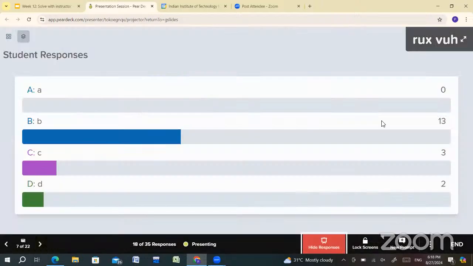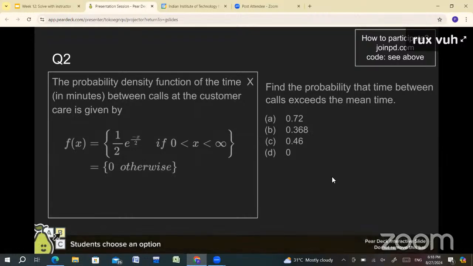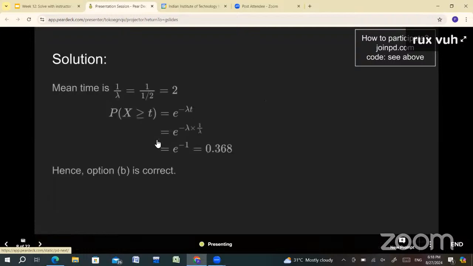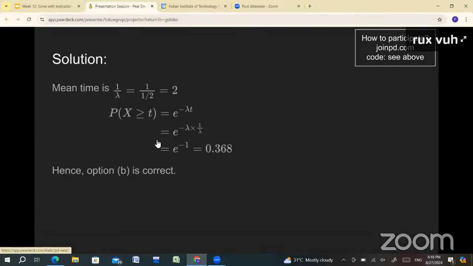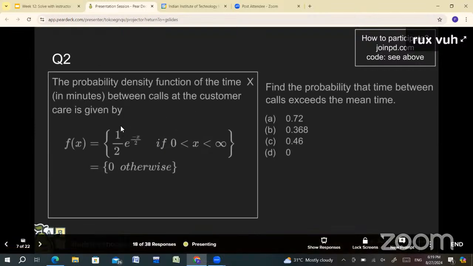So most of you have given the correct answer. Here it is given the probability density function as 1 by 2 e to the power minus x by 2. So from here we can compare it to the exponential distribution, right? What will be the value of lambda here? 1 by 2. Yes, the value of lambda will be 1 by 2. And what will be the mean here, if lambda is 1 by 2? We have said that the value of lambda is 1 by 2, so the mean will be 2.